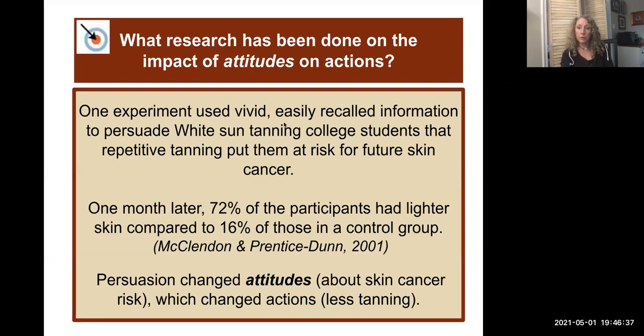One experiment used vivid, easily recalled information to persuade white sun-tanning college students that repetitive tanning put them at risk for future skin cancer. One month later, 72% of the participants had lighter skin compared to 16% of those in the control group. Persuasion had changed the attitude.